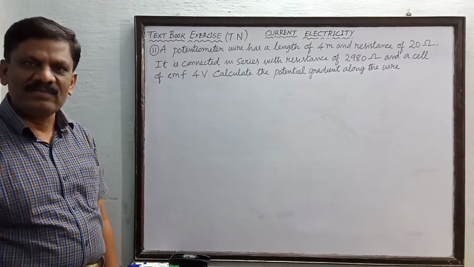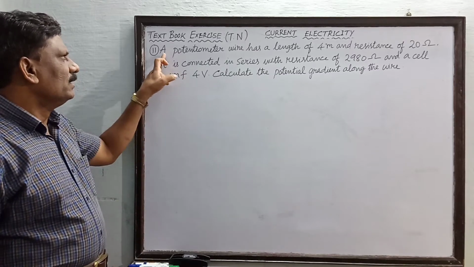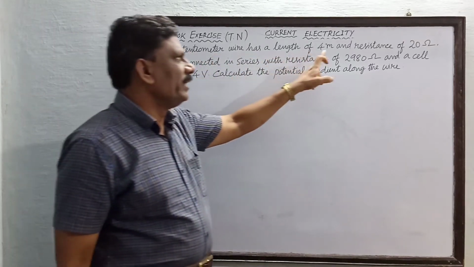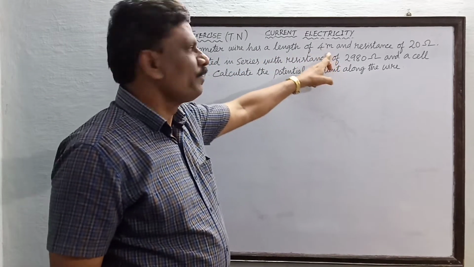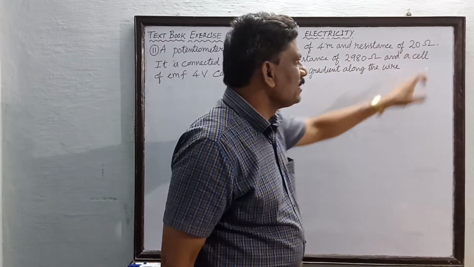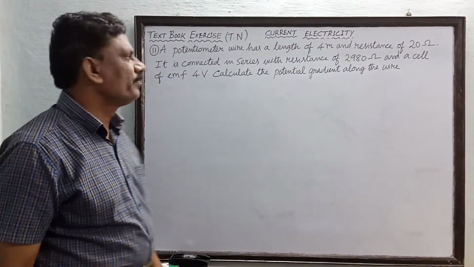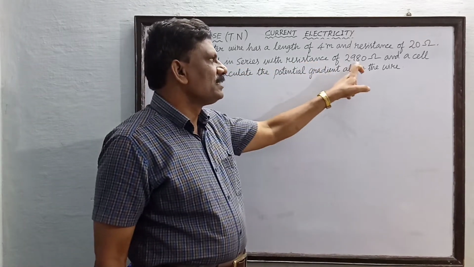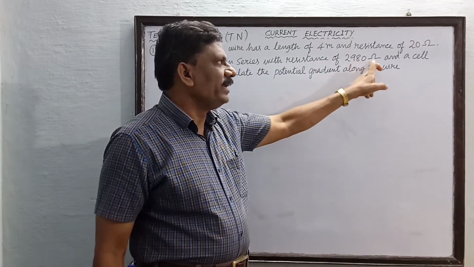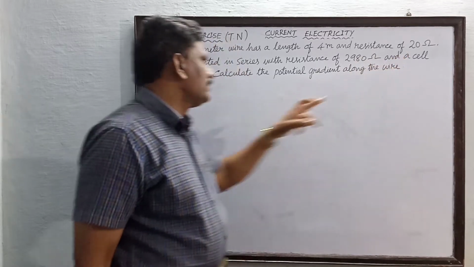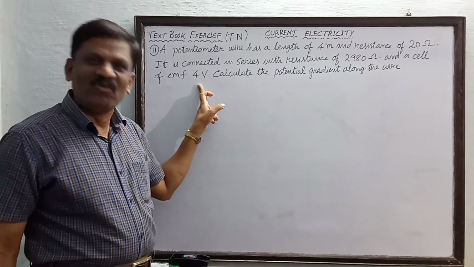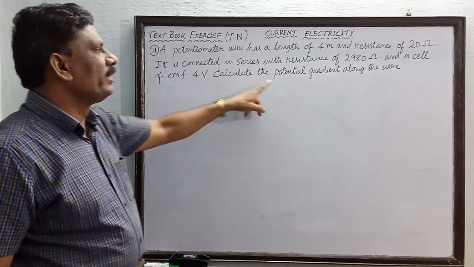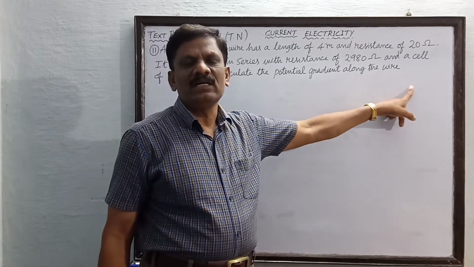Problem number 11 in the exercise. A potentiometer wire has a length of 4 meter and resistance of 20 ohm. It is connected in series with a resistance of 2980 ohm and a cell of EMF 4 volt. Calculate the potential gradient along the wire.